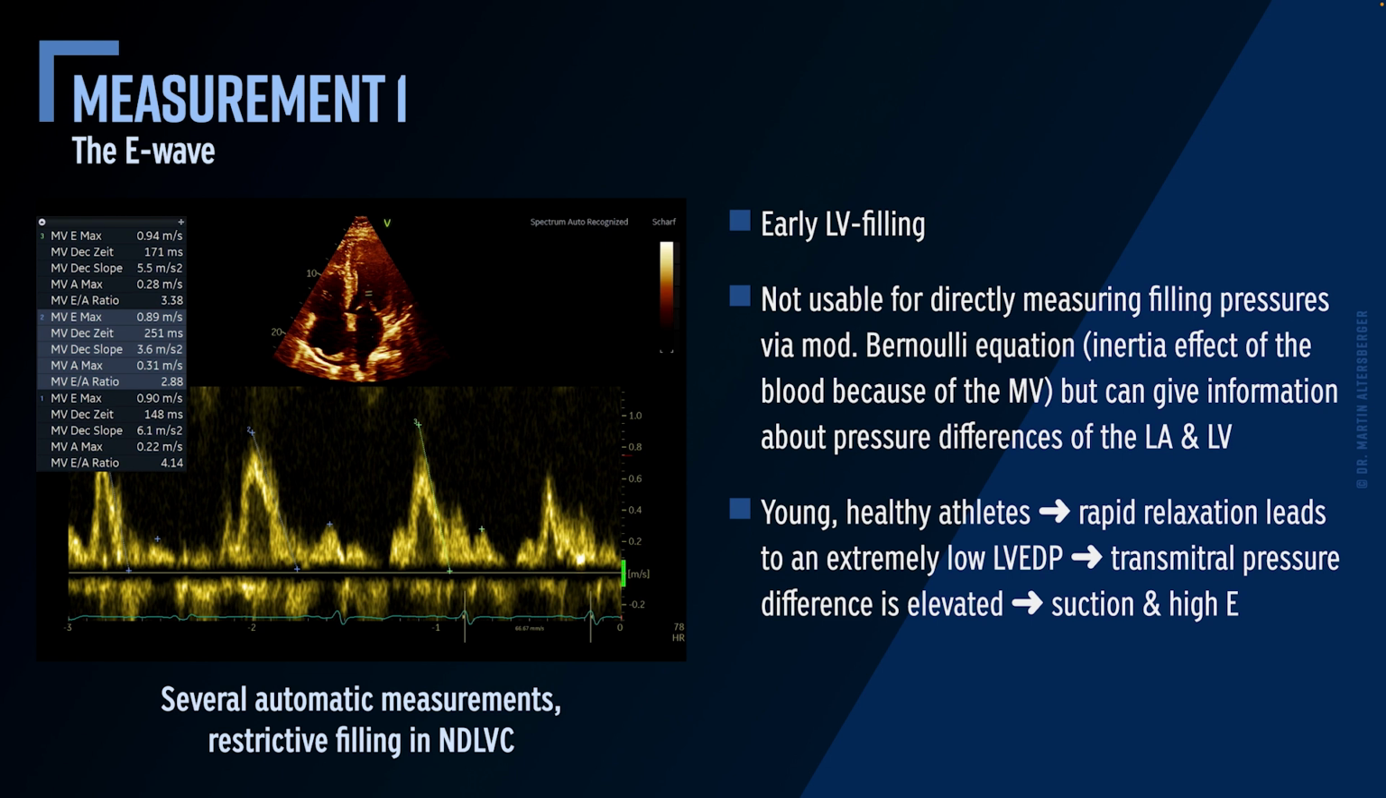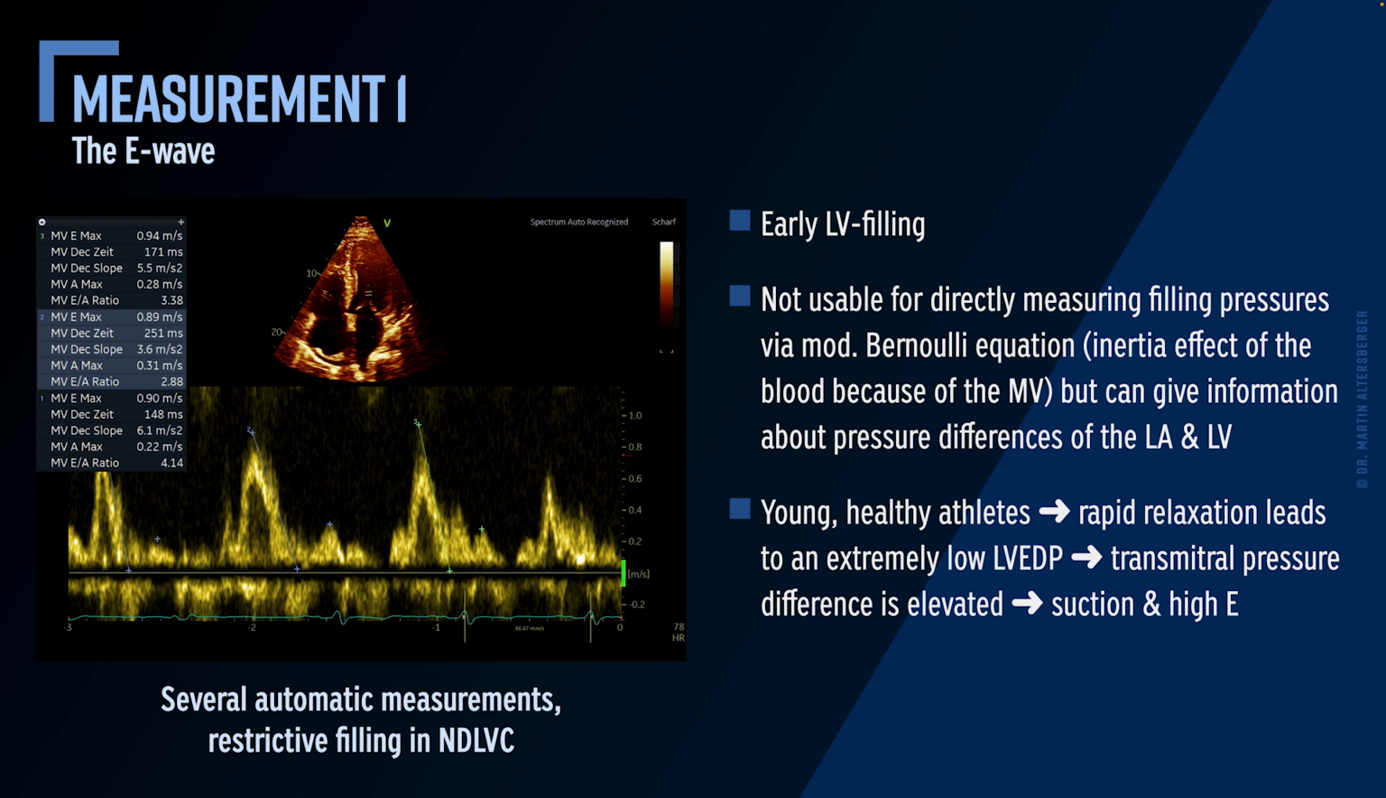So the early left ventricular filling, the E wave. When you measure the E wave, it's simply the first wave, the filling of the left ventricle in early diastole. It is not usable for directly measuring the filling pressures. Unfortunately, like we know it from the SPAP measurements via the modified Bernoulli equation, because there's an inertia effect of the blood because of the mitral valve. So it doesn't give you the direct pressures, but it can give you information about the pressure differences of the left atrium and the left ventricle.